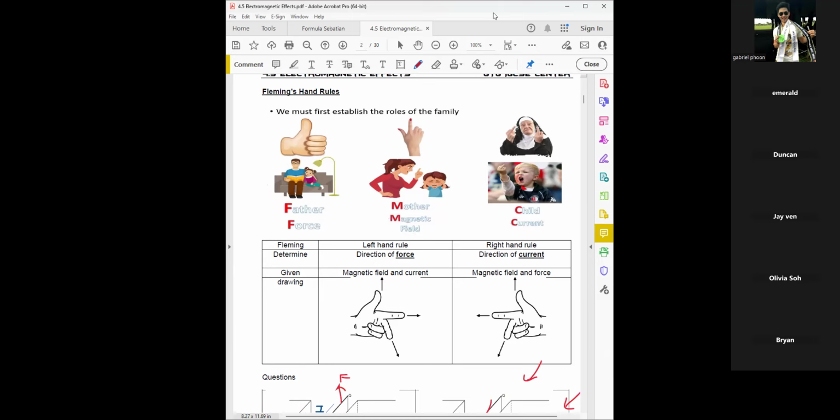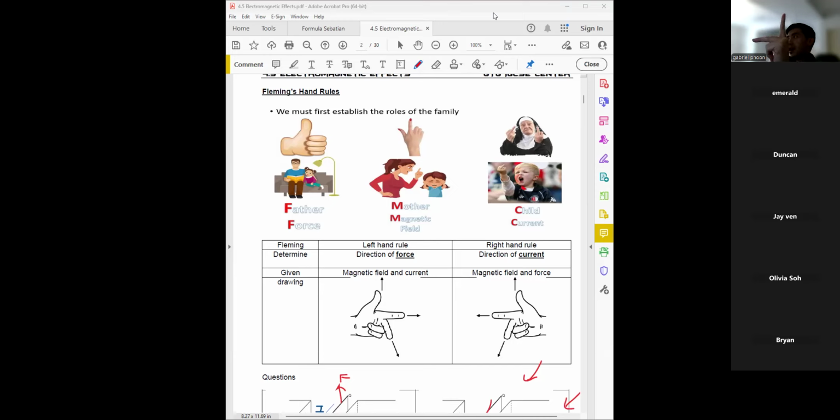Okay, I'll need my webcam for this. Guys, look here. Fleming's left-hand rule and right-hand rule, right? There are conditions for it. First and foremost, this thumb and this index finger should be 90 degrees. And this index finger and this middle finger should be 90 degrees.